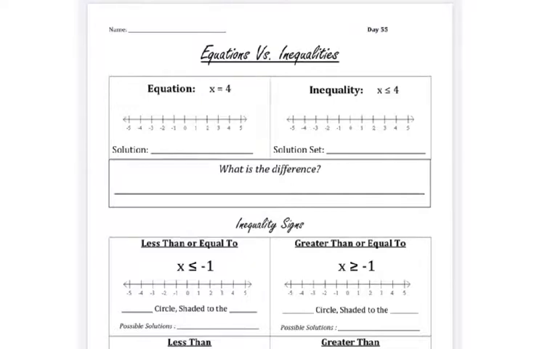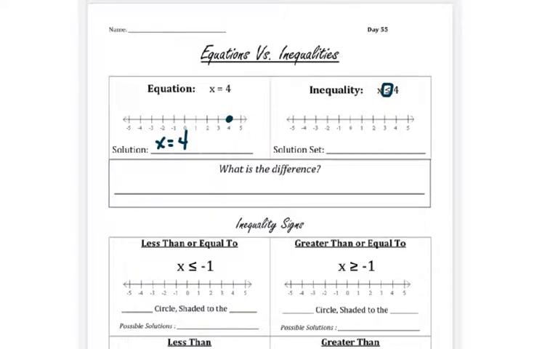So in this first example, I have x equals 4. What that means is that the value of x has to be equal to the number 4. So only 4 is my solution of this first equation. An equal sign means it's exactly the number 4. In this next example, it says x is less than or equal to 4.